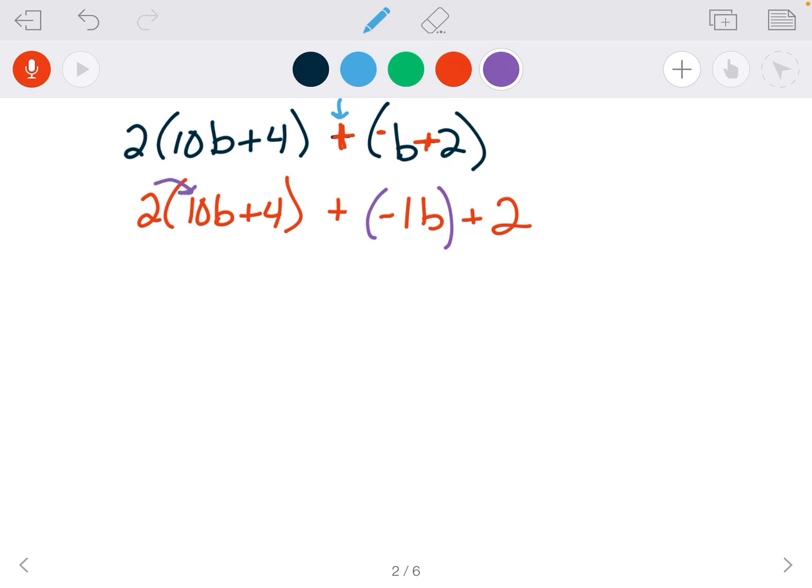So now let's do our distributive property over here. 2 times 10 is 20, and I keep the b with it. 2 times a positive 4 is 8, so it's plus 8.